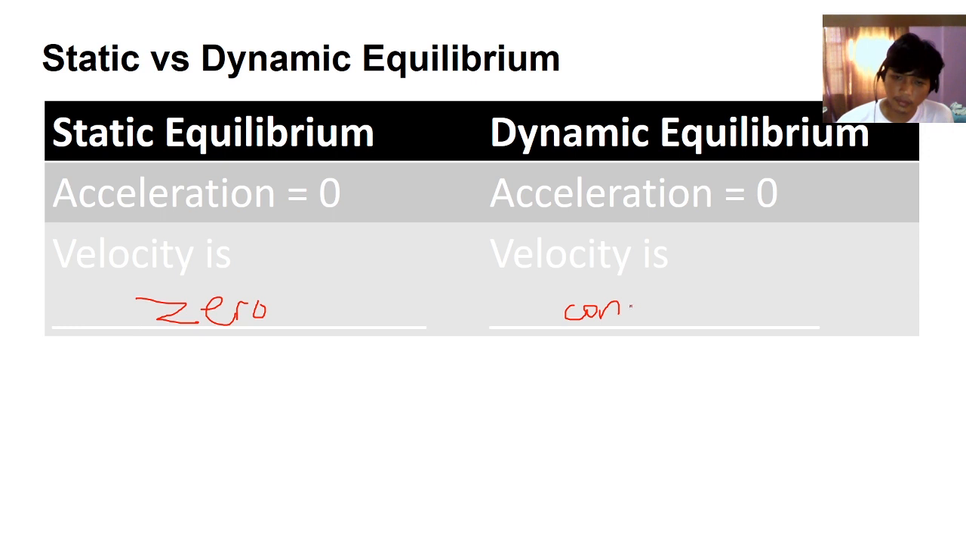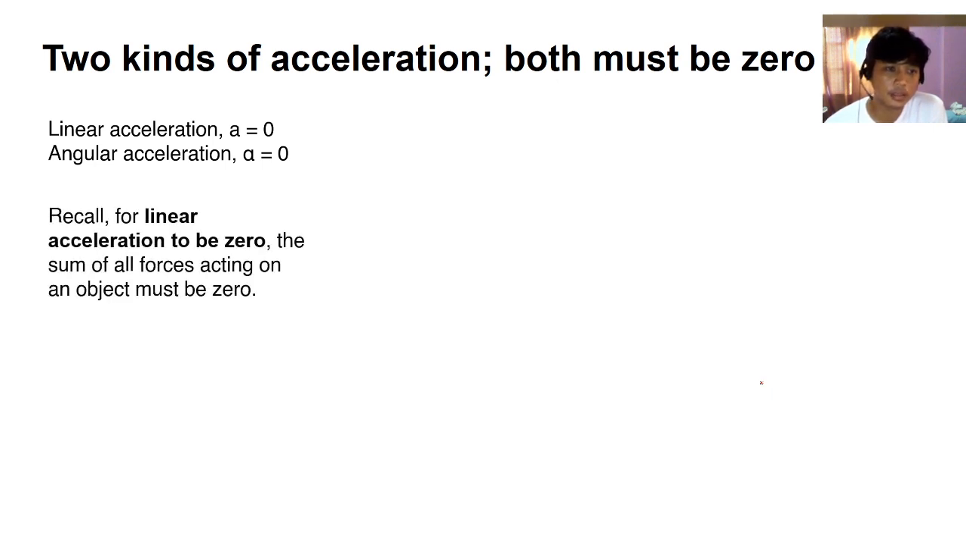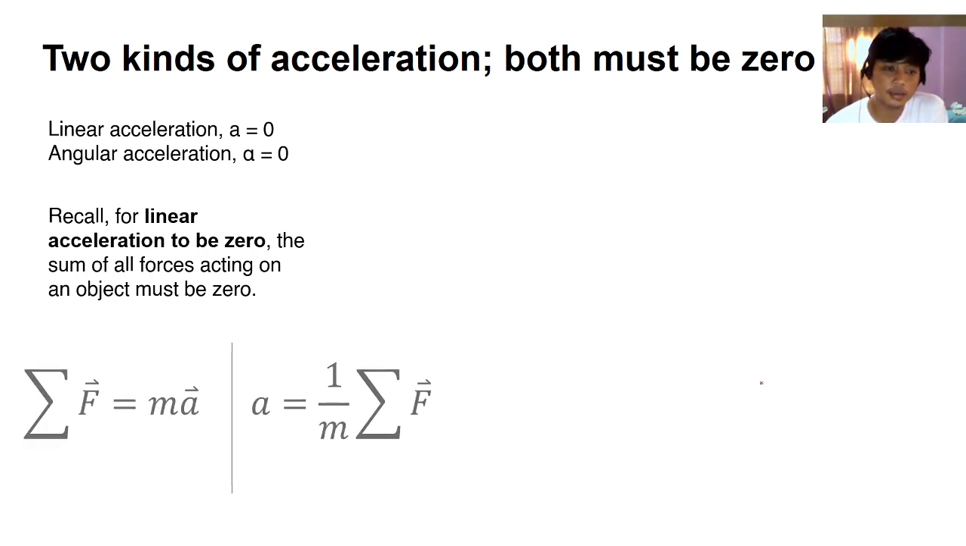Now, from the perspective of a person, if the object is moving past him at a constant velocity, or rotating around the axis at a constant angular velocity, then that object is in dynamic equilibrium. As I mentioned, there are two kinds of acceleration and both must be 0. Recall that for linear acceleration to be 0, the sum of all forces acting on an object must be 0. I hope you still remember Newton's second law of motion.